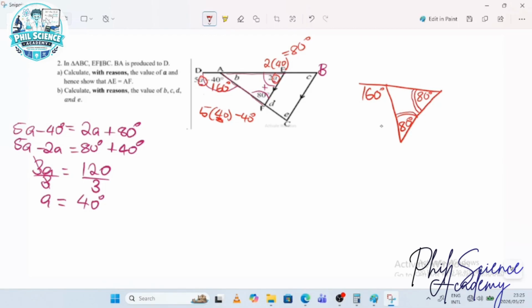Hence, if these two angles are equal, this implies that these two sides will be equal, meaning angles opposite equal sides. Hence, we are supposed to show that AE is equal to AF. Showing this, we are going to substitute. We are going to say 2A is equal to 2 times 40 degrees, which is equal to 80 degrees, right?